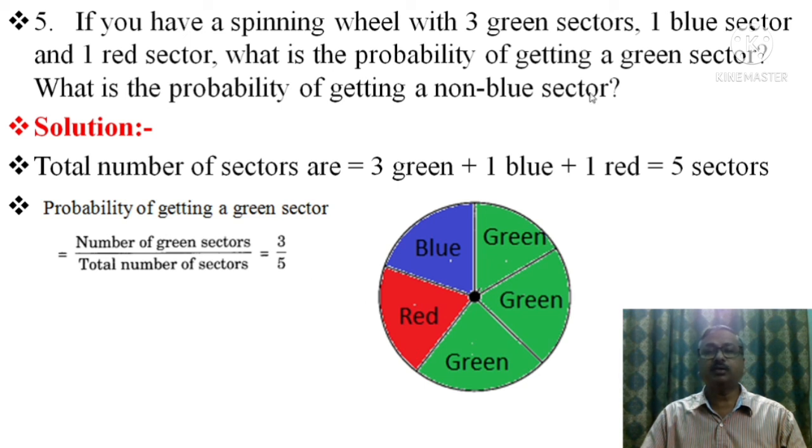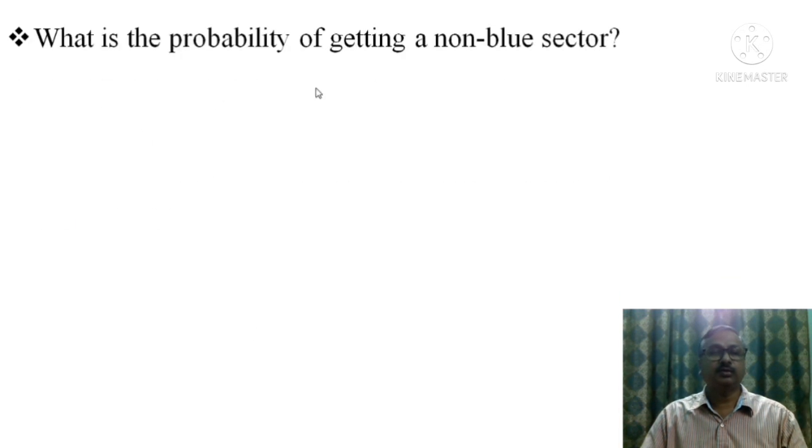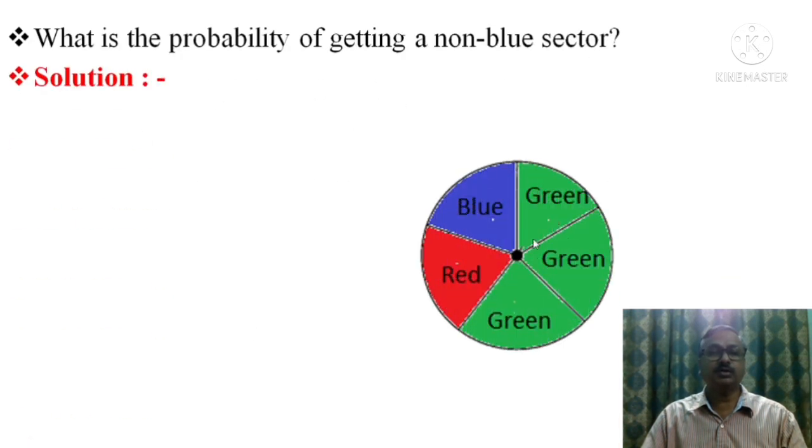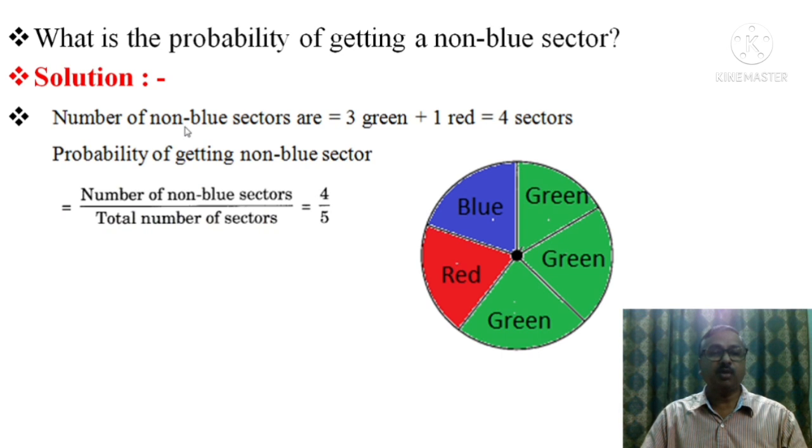Now second part, non-blue sector. Blue sector is 1, non-blue, that is other than blue. Green, red is also other than blue, green. So 3 green plus 1, 4. Non-blue, so the number of non-blue sectors are 3 green plus 1 red equal to 4 sectors. So therefore probability of getting a non-blue sector equals number of non-blue sectors divided by total number of sectors, that is 4 by 5.